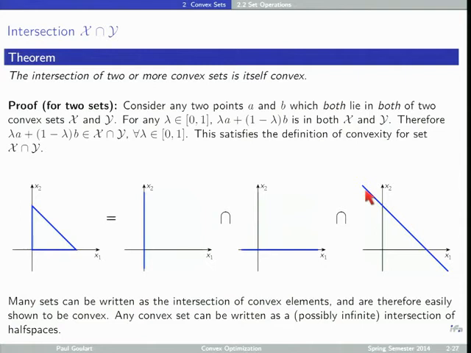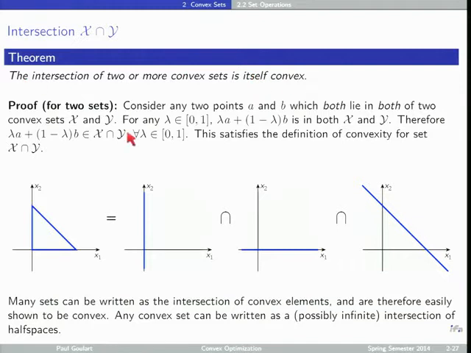So I should think about having some set or some inequality that defines a set, and then I want to ask what happens if I want to be in both sets at the same time, or what happens if I want to satisfy both of these inequalities at the same time. Then I would get, for 2 or more sets, the intersection of any number of convex sets is always convex. Okay, this is a really useful property.